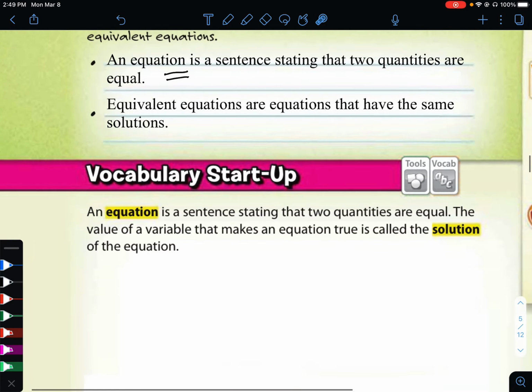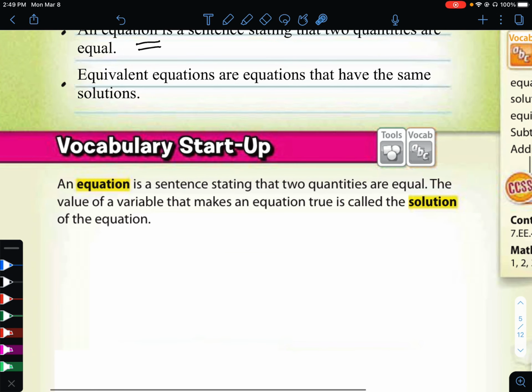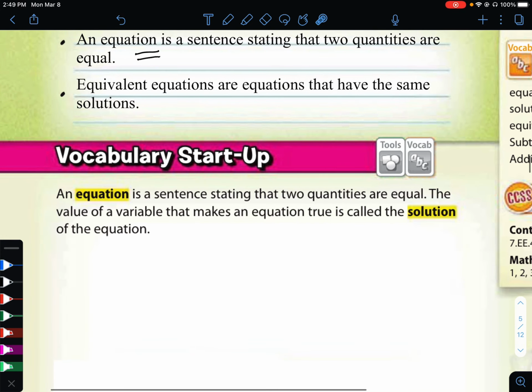Okay, and this is the definition right here of what an equation is: a sentence stating that two quantities are equal. And to continue, the sentence after that, the value of the variable that makes the equation true is called the solution of the equation. So when you talk about equations having the same solution, those are called equivalent equations. Okay, so knowing all that, let's continue with our lesson.